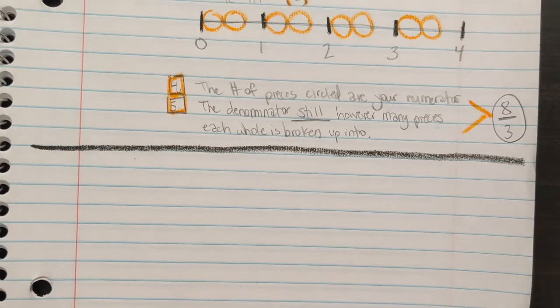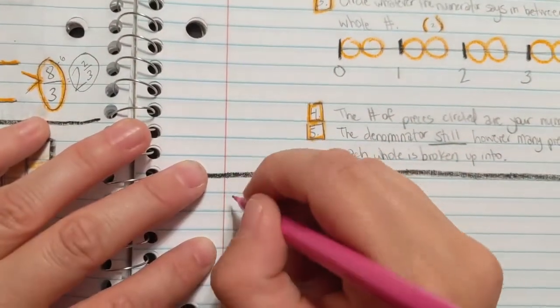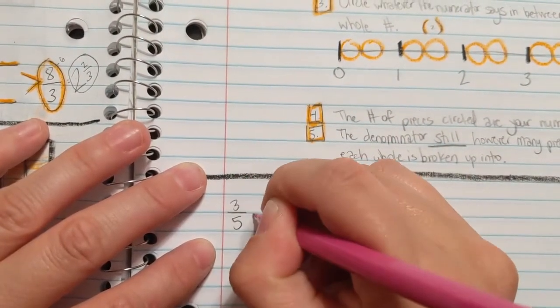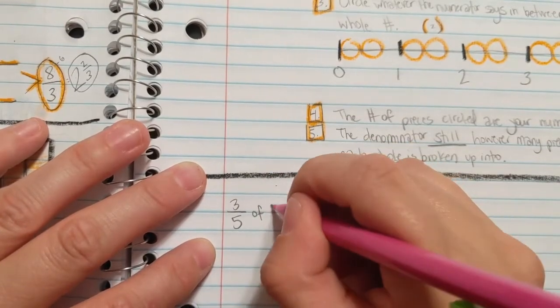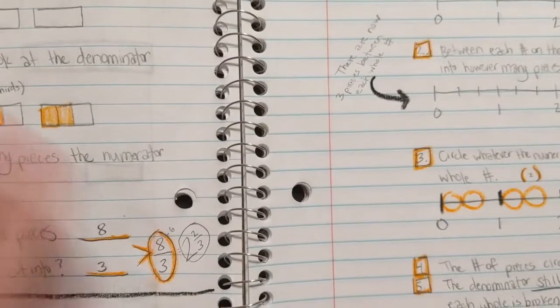So maybe we'll do the problem, let's do 2/5. Well, we already did a 2. We'll do 3/5 of 3. 3/5 of 3. So let's do it the first way using the bar model.